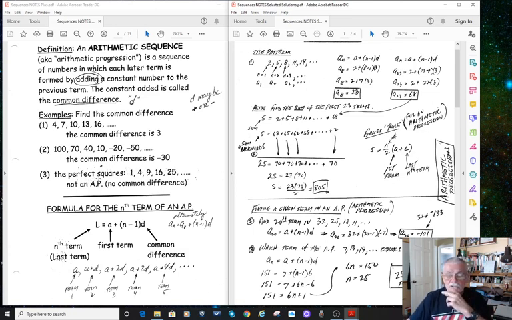All right, so not all the sequences that we'll be dealing with are arithmetic progressions, and you have to watch out because certain formulas apply to certain types. So, don't be caught off guard.